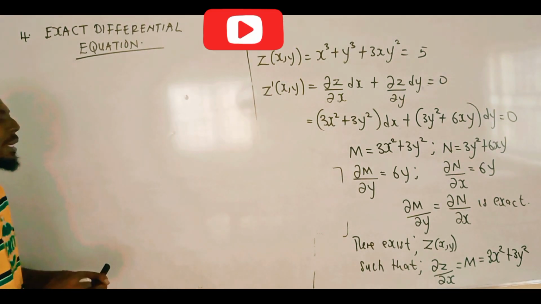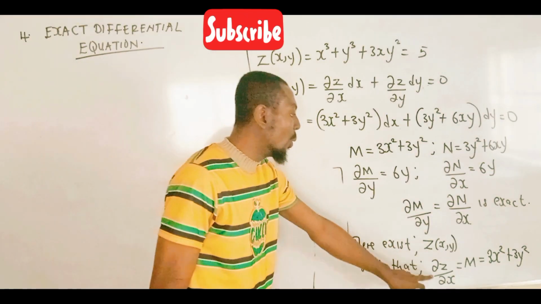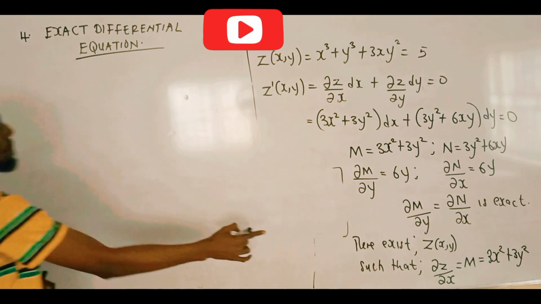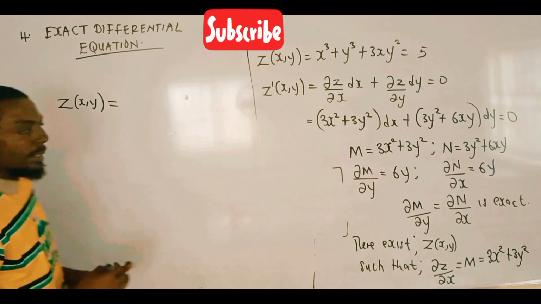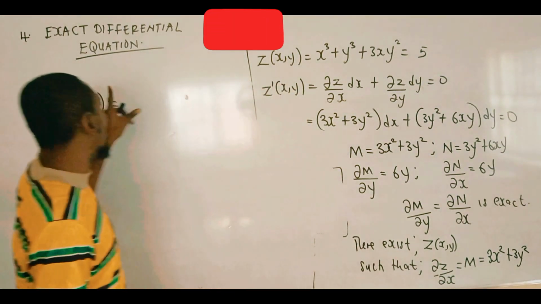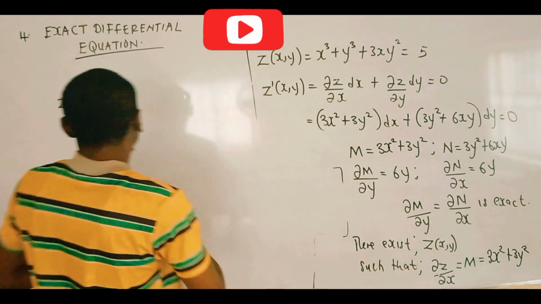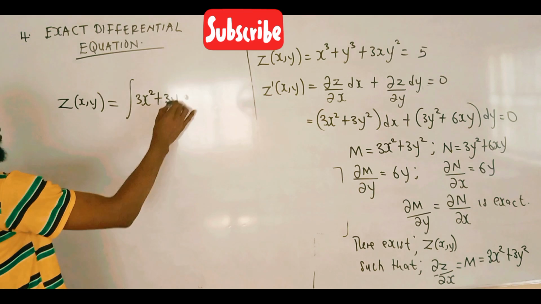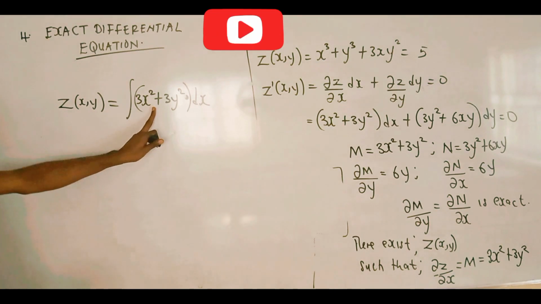Okay? So what we're going to do now is use integration to find the value of that particular z of x, y. So integrating both sides, what do I mean? I want you to understand that the integral of the partial derivative of z will give us the function z, the implicit function z of x comma y. Then integrating both sides, we have the integral of 3x squared plus 3y squared with respect to x. So this is our m, so don't forget.